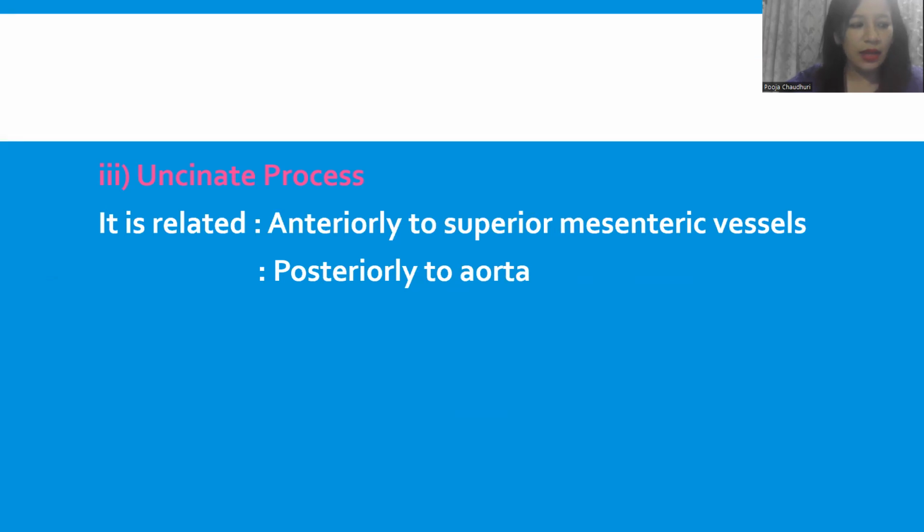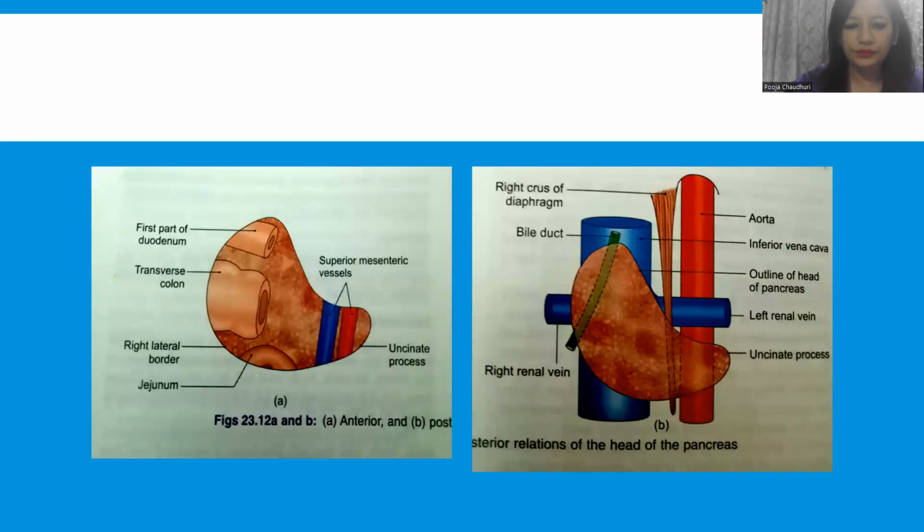Next is the uncinate process. Just next to the head of the pancreas, we have the uncinate process. Anterior to it we have the superior mesenteric vessels, and posterior to the uncinate process, we have the aorta. So we can see the uncinate process over here and how the structures are placed anteriorly and posteriorly.